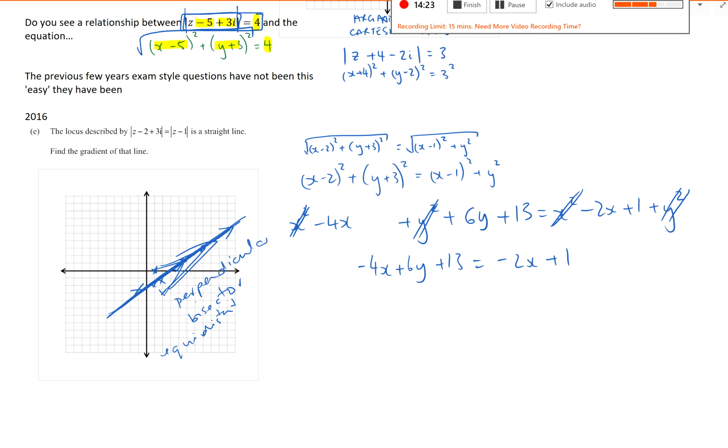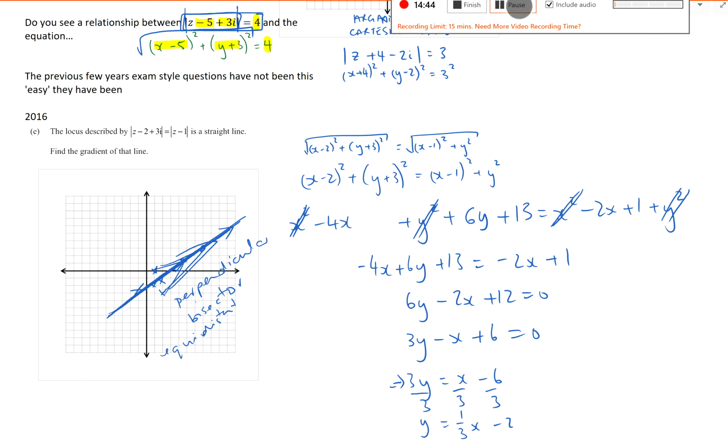Take everything to one side, gives me 6y minus 2x plus 12 equals 0, which is actually the same as, hopefully if I did this right, 3y minus x plus 6. I'm running out of time, so that's why I'm potentially making a few more mistakes. Okay, which as I write like y equals mx plus c gives me a gradient of a third, which is what the question was asking, gradient. There's my loci complex 2016 question.